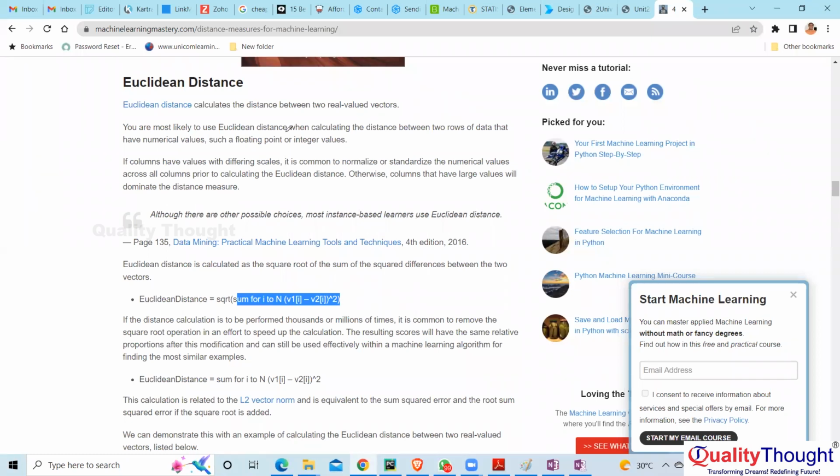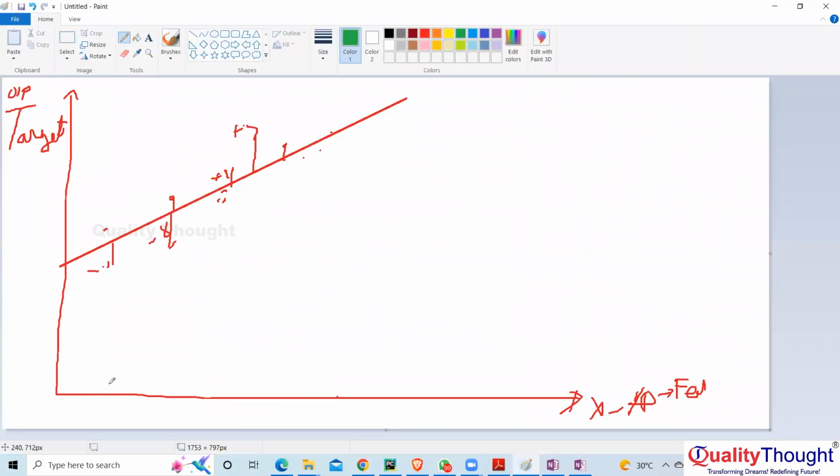So let's say I have a point here. This is 1, 2, 3, 4, 5, and this is again 1, 2, 3, 4, 5. Okay, 5.5 is here, right? And the other point is 3, 2. X is 3, y is 2, here, isn't it? I want to find the distance between these 2 points, right?